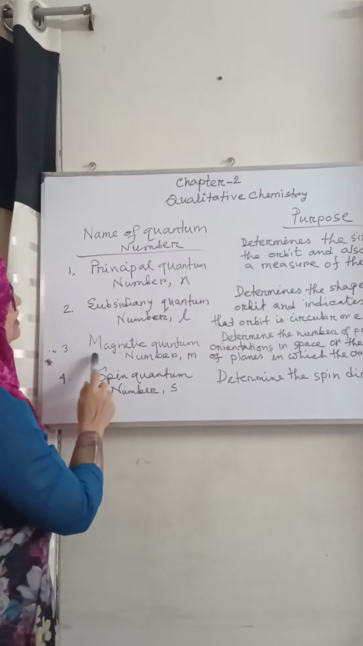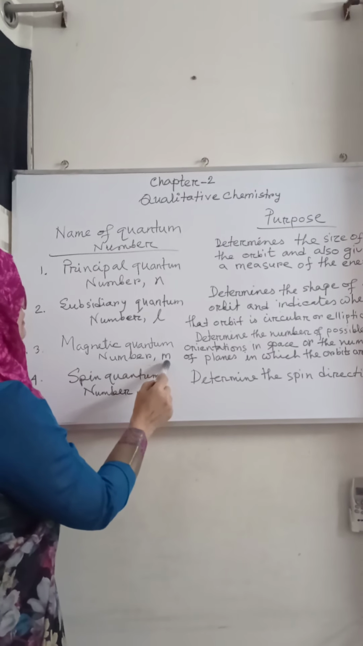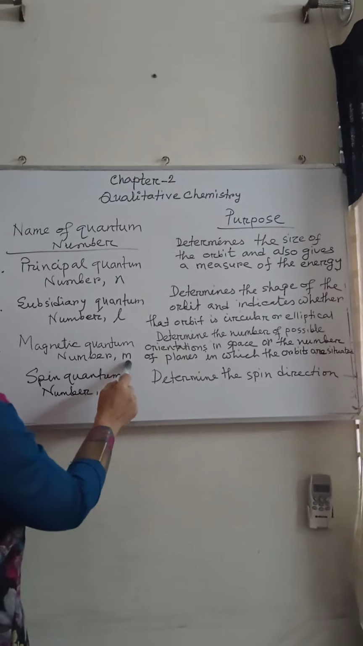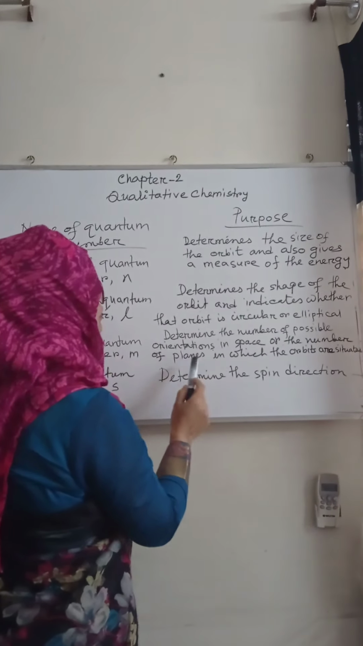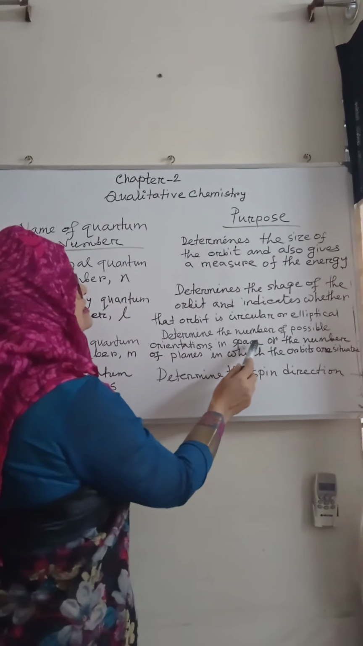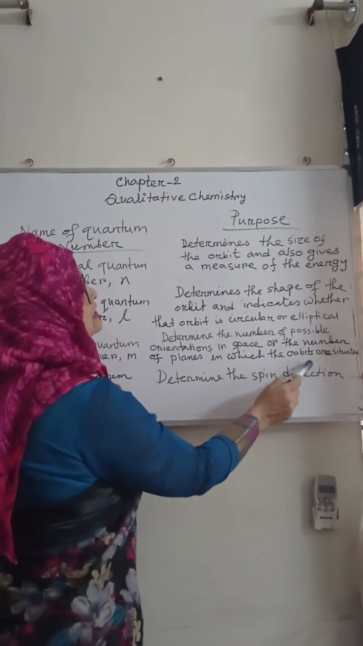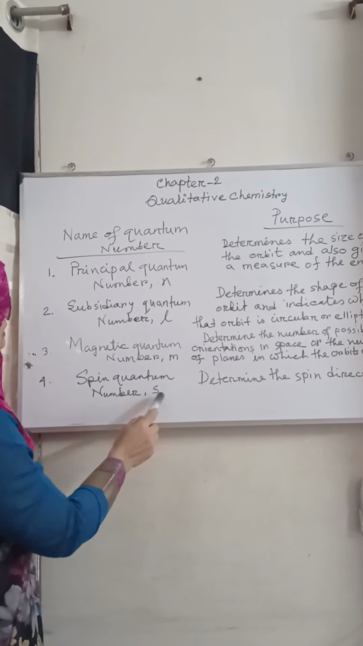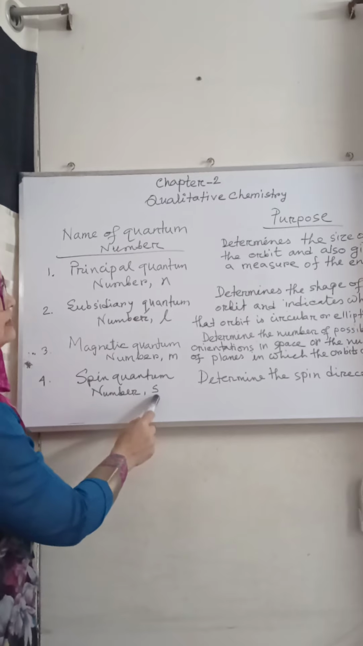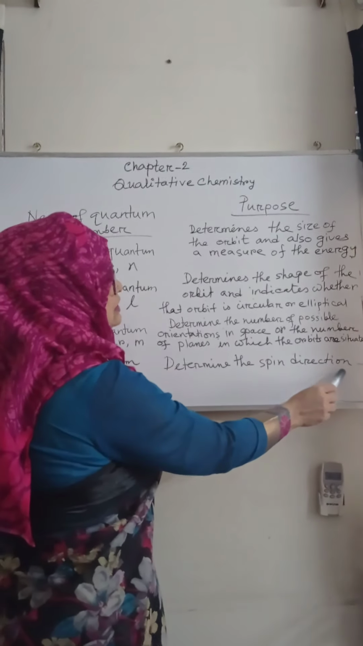And number 3, magnetic quantum number, which is denoted by m, and by which we can determine the number of possible orientations in space or the number of planes in which the orbitals are situated. And lastly, spin quantum number, which is denoted by s, and by which we can determine the spin directions.